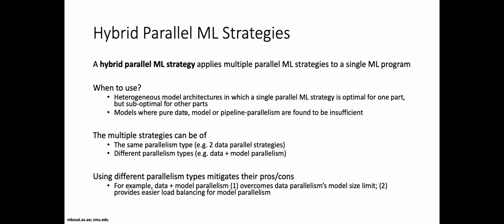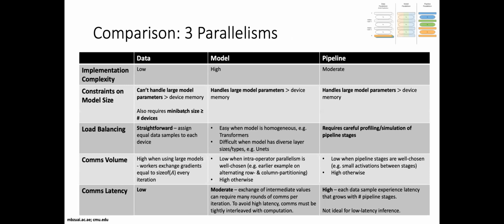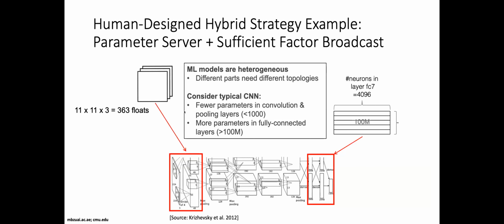In fact, something like GPT-3 or 4 is trained using a combination of data, model, and pipeline parallelism all at once. So the larger the problem gets, or the more complex your model architecture gets, the more combinations of strategies you will have to apply to the same model, because using these different parallelism types will mitigate their pros and cons depending on which part of the architecture you're looking at. So I'm going to come back to this slide in a little bit, but first let me show you an example of how a hybrid strategy can improve performance rather than using a single strategy for the whole model.